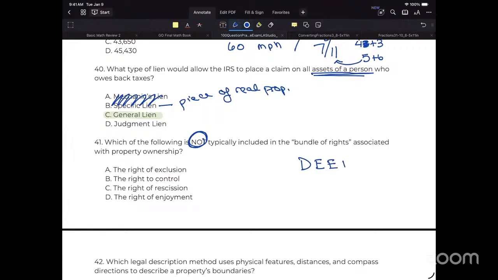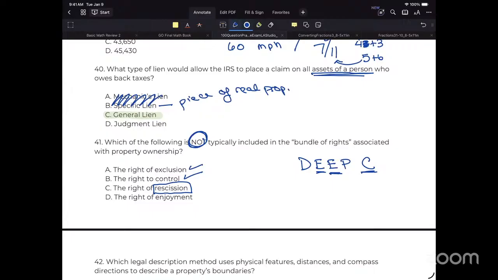DEEP C. So, right? So the right of exclusion, that would be the E. The right of control, yep, that works. So that's included, that's included. The right of rescission, I don't see an R there. Yeah, and the right of enjoyment, that's the other. So, yeah, it's going to be the right of rescission.